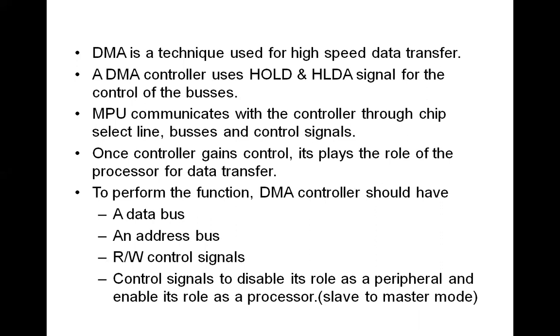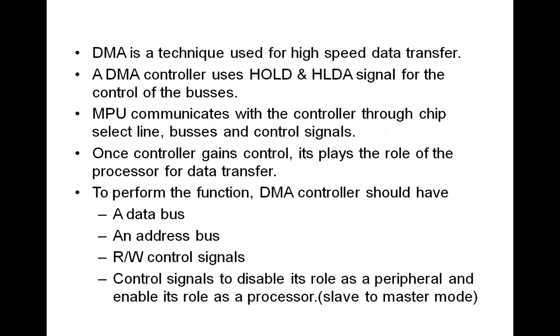So once the DMA controller gets permission from the microprocessor to take care of the buses and start transferring data directly between the devices, that controller works in master mode. There are two modes in which it works. It works in slave mode whenever it is being programmed, and it works in master mode whenever it is working as a processor actually transferring the data. This process is called switching from the slave mode to the master mode.